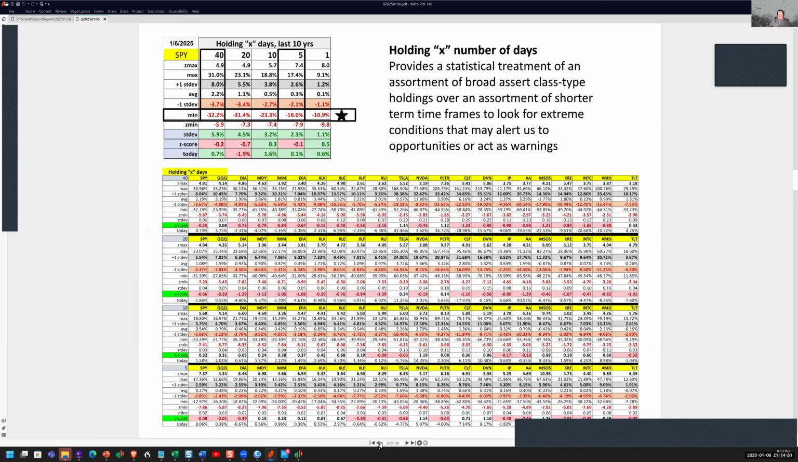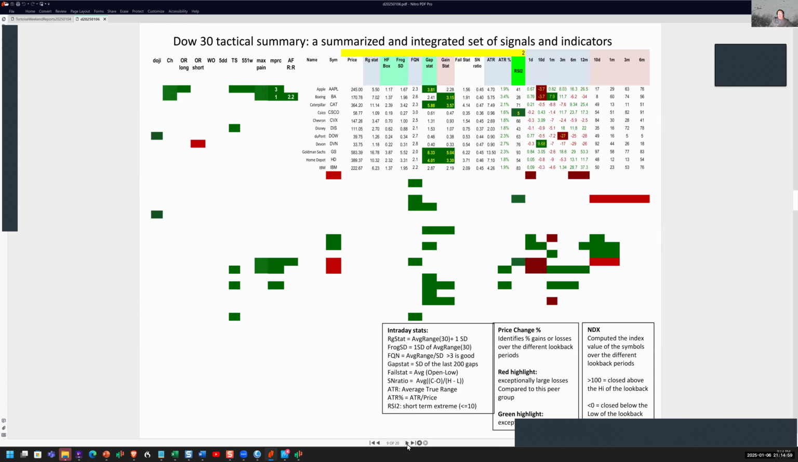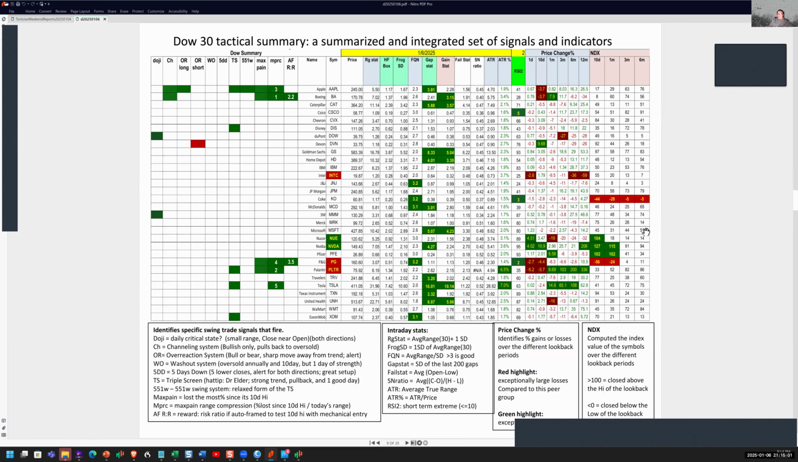How to use this chart, the holding X days treatment, is a subject for our advanced hybrid swing trading. Too complicated to cover right now. But it's a distinct edge.